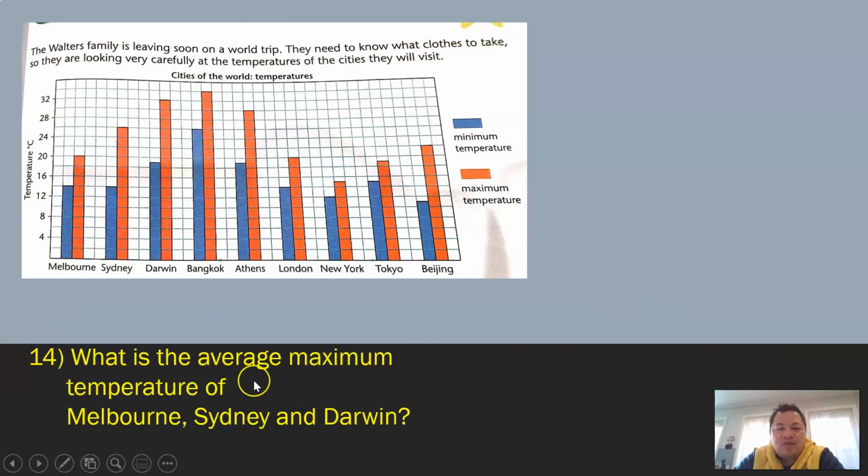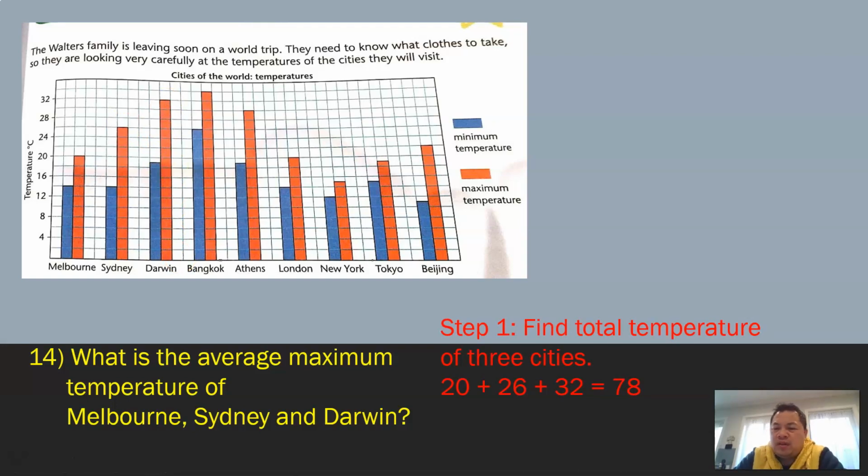What about this question? I believe we have touched on average in the past, but let's go through the concept again. Whenever we need to find an average, we always need to find the total first. So we are interested in the total maximum temperature of the three cities. Melbourne is 20, Sydney is 26, Darwin is 32. So I add up the total temperature of these three cities based on the maximum, which is 78 degrees Celsius. To get the average, since I'm comparing three cities, I divide the total temperature by 3. So the average temperature of the three cities is 26 degrees Celsius.